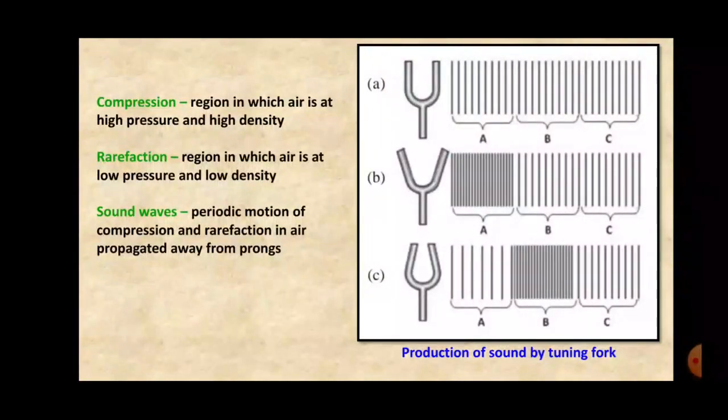Okay, so compression, where the pressure is high and the density is also high. Rarefaction, the air pressure is low and the density is also low. Sound waves are the periodic motion of compression and rarefaction in air propagated away from the prongs. So this is how, with compression and rarefaction, sound waves are produced and the sound moves from one place to another.